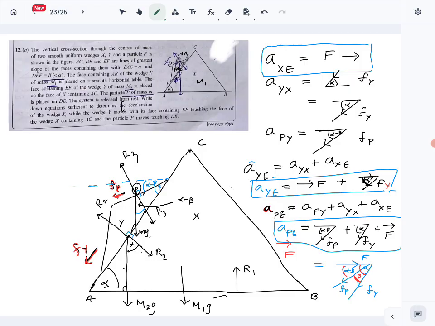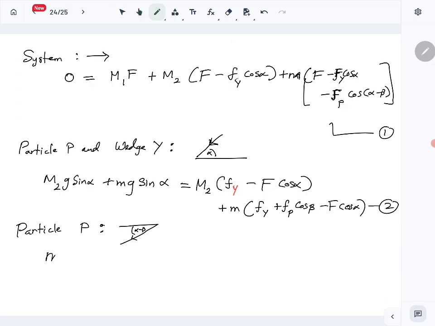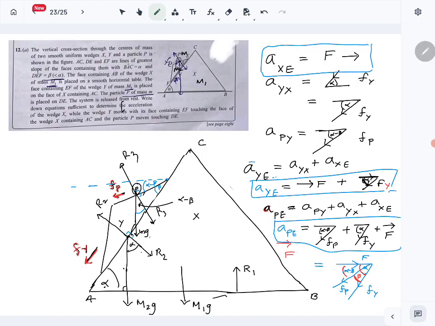So then we want the component of mg along this surface. So that is going to be what? Mg sine alpha minus beta. That is the only force. So then apply the acceleration correctly. Then we have enough equations.